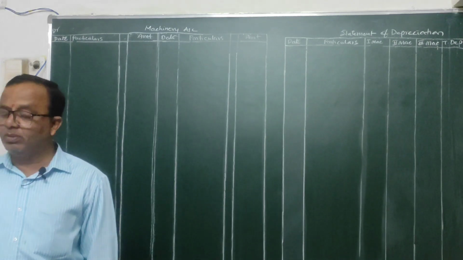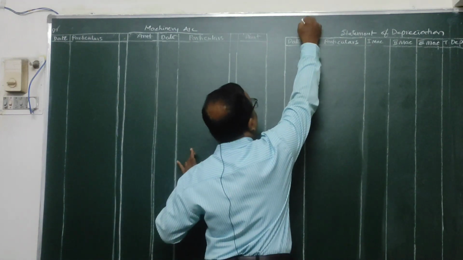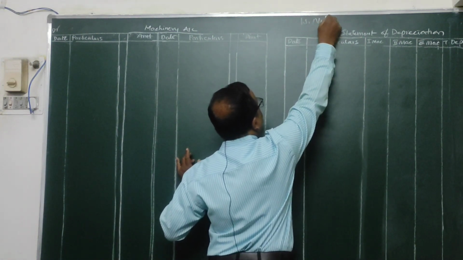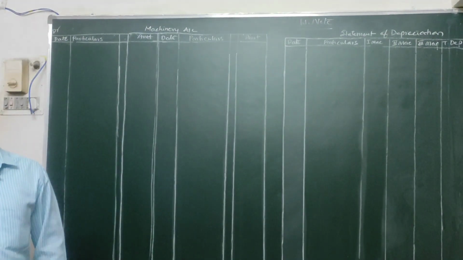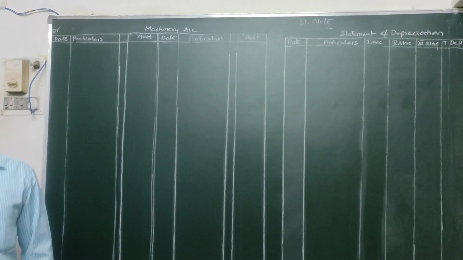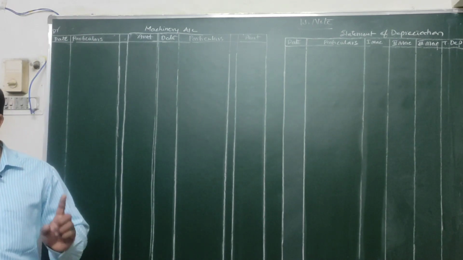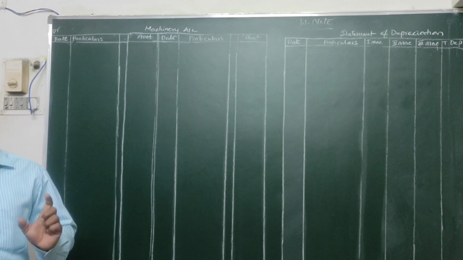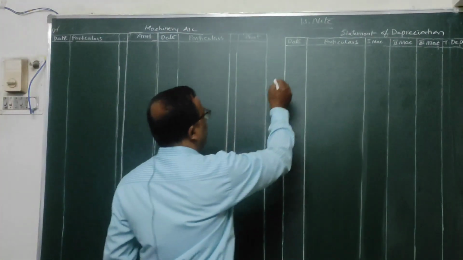So let's start the problem. For that, this is the machinery account we are preparing, and this is the working note which I am doing. So please go through this particular one. X Limited purchased a machine on 1/1/2002 for 1,16,000 and spent 4,000 for installation. So totally how much has he spent? 1,20,000 rupees he has spent. On which date? On 1/1/2002.